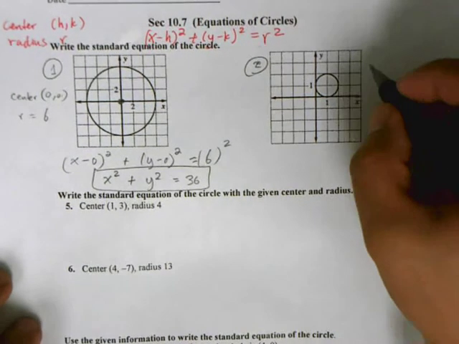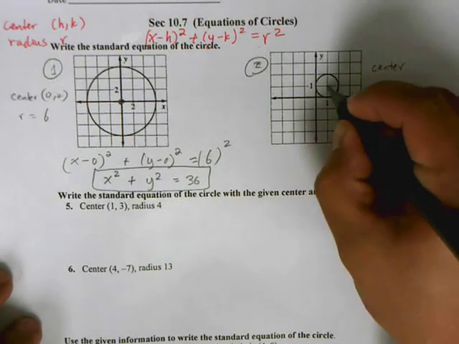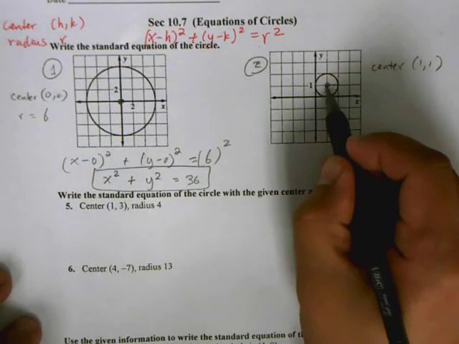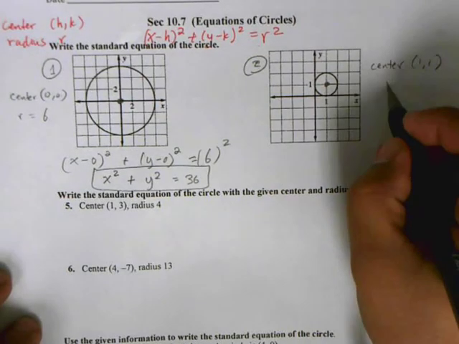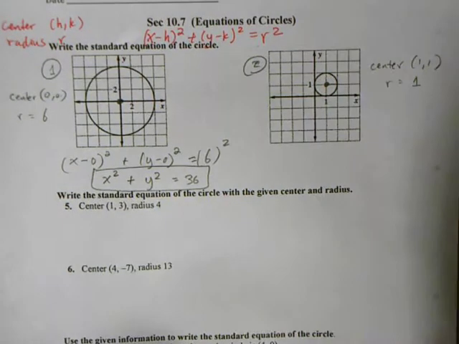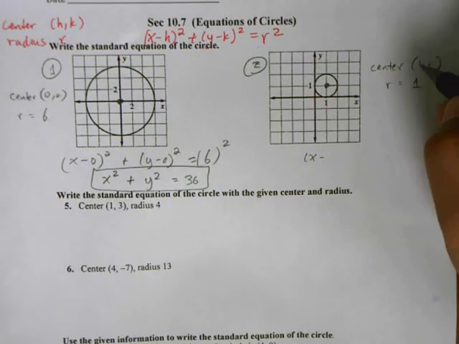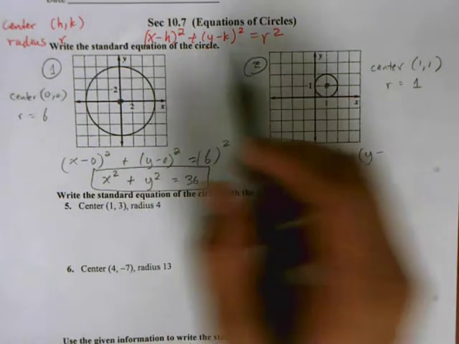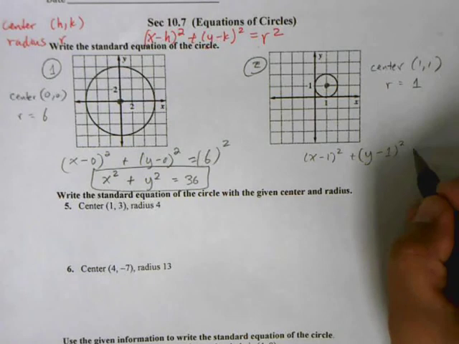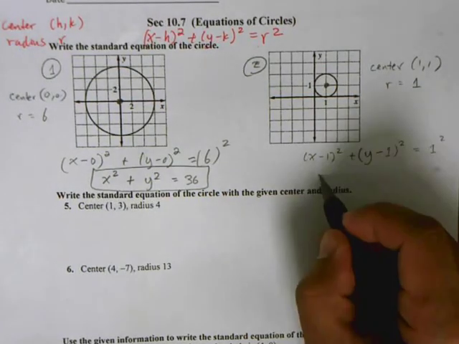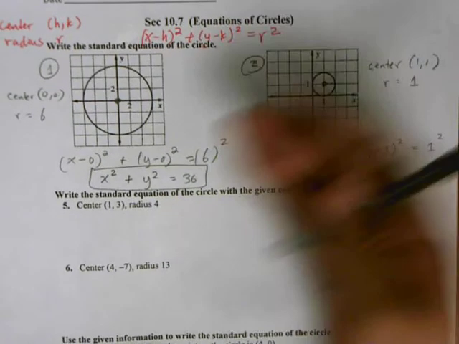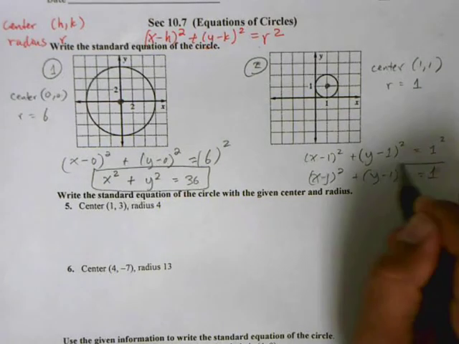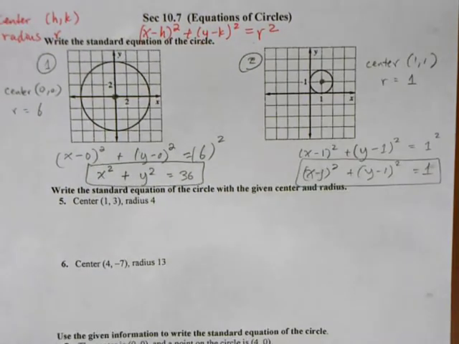Let's look at this one. The center for this circle looks like it's this point right here, which is (1, 1). And the radius, the distance from the center to one of the other points on the circle, looks like it's also 1. So that's a pretty straightforward example. So our equation is (x minus h), in this case h is 1, squared, plus (y minus k), but k is also 1, squared equals the radius squared. So this should be x minus 1 squared plus y minus 1 squared equals 1. Okay? And this is the equation for this circle.